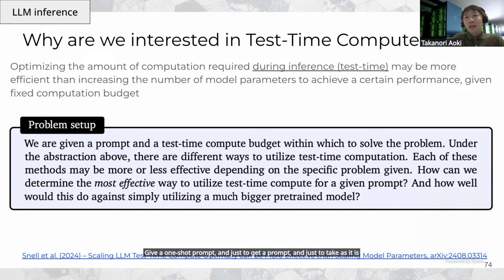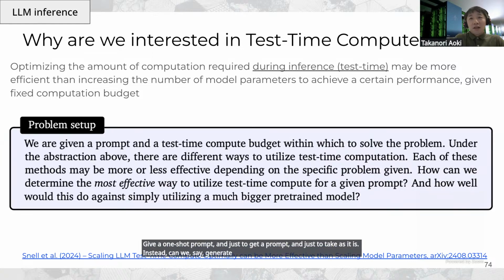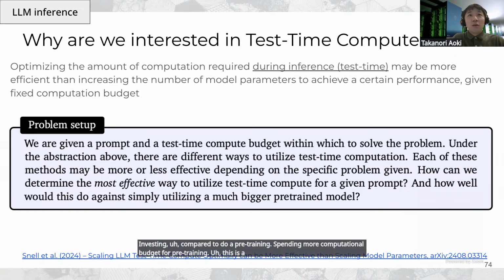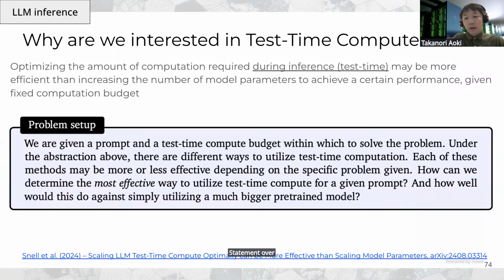Instead, can we generate multiple outputs from the same prompt and make some optimal choice to pick the best answer, for example, in order to make the inference result better? And is this effort worth investing compared to spending more computation budget on pre-training? This is the problem statement of this paper.